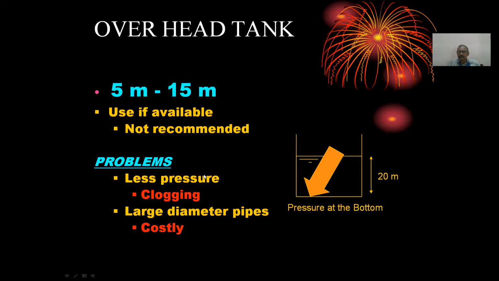That is because most of the overhead tanks will be of less height than these dimensions. So when you have less pressure, there will be a clogging problem in the drippers. And when you design a drip irrigation system also, you need to make use of large diameter pipes because within a shorter time you have to carry a larger flow rate. So in that situation, you may have to make use of large diameter pipes. And when you go for large diameter pipes, then it becomes costly also.